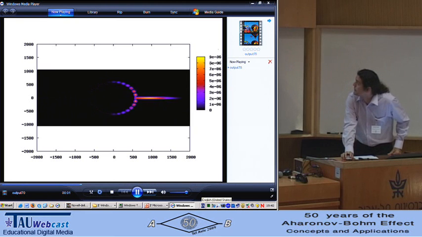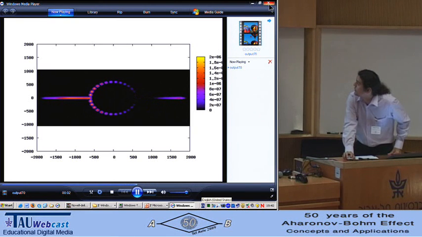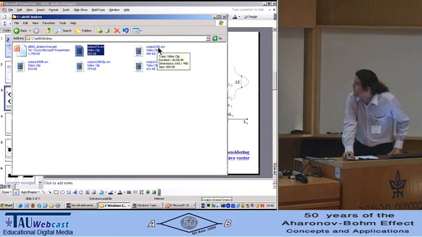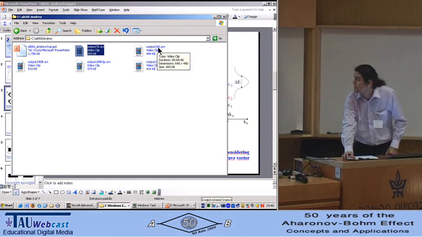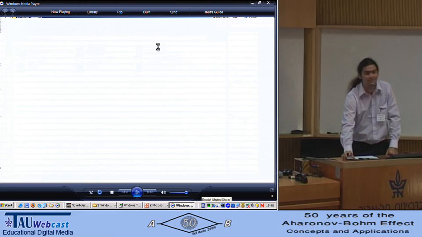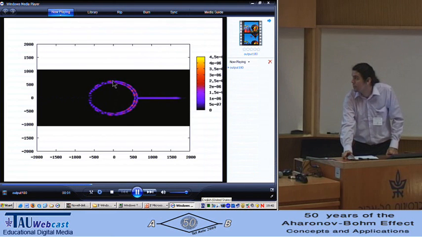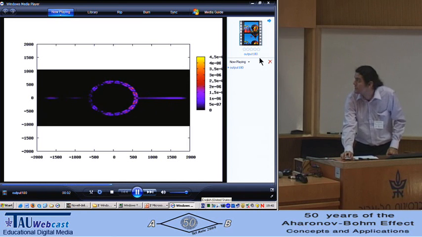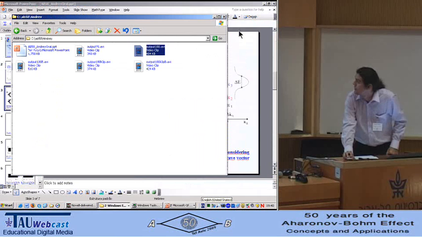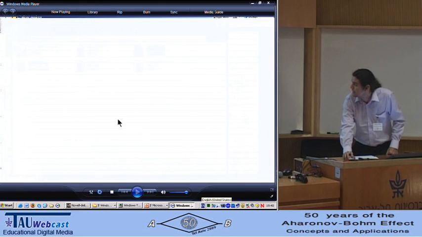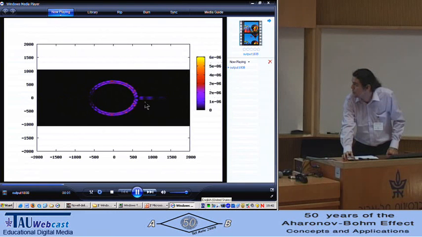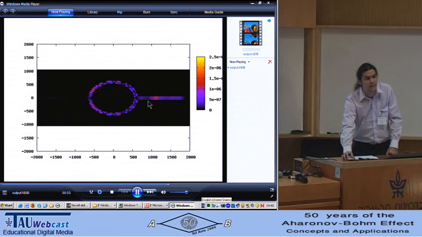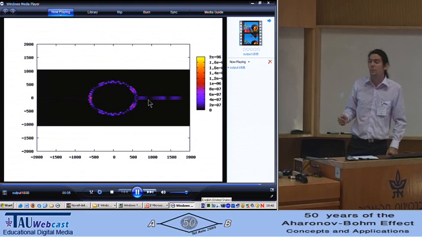But let us see what happens if I start with a higher energy, like 180. This is enough energy to go to the second subband. Here you see a second subband state because you have two peaks. But here you have only one peak, so you are still in the first subband. But if you put in a magnetic field, something strange happens. The second subband state is allowed to get out of the ring. And that's what I'm going to show.